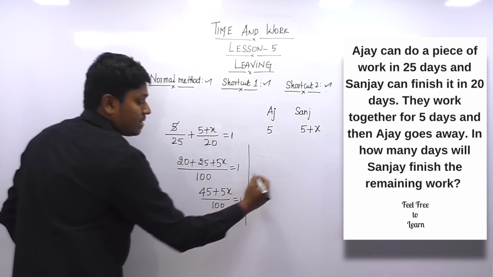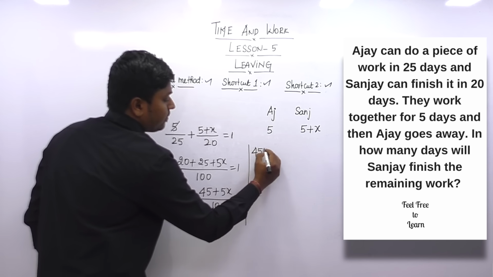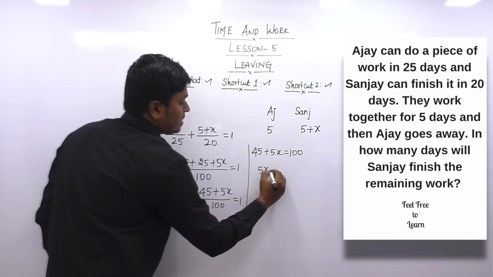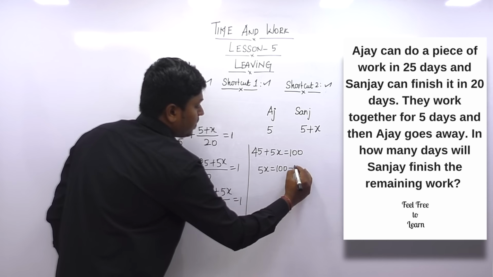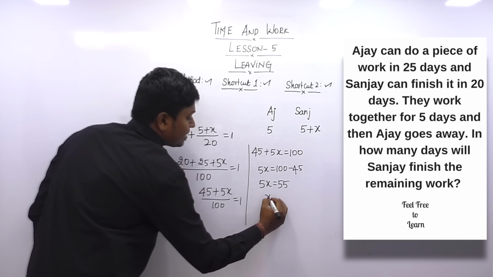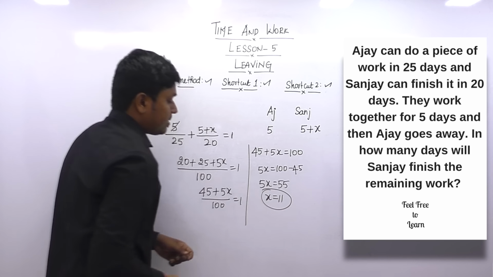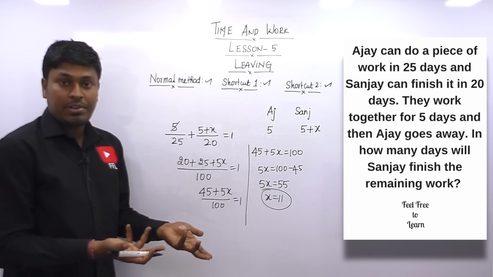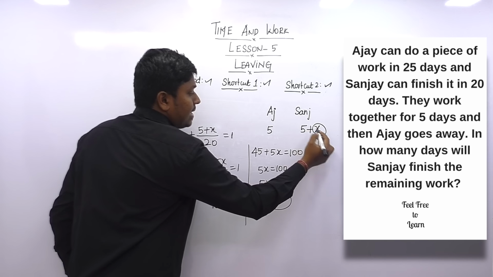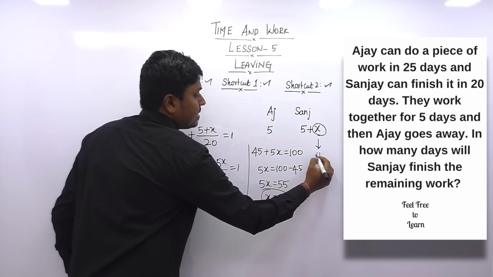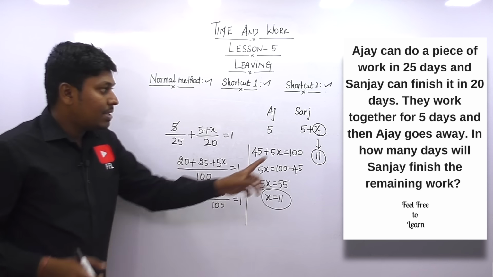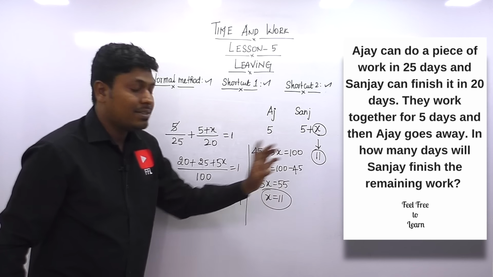So when you bring this 100 towards the right hand side, it becomes 45 plus 5x is equal to 100. So 5x is equal to 100 minus 45. So 5x is equal to 55. So x is equal to 11. So finally we got an answer. X is equal to 11 days. So what does x represent here? Sanjay's remaining work number of days. So we can say that x is equal to 11 days. That means the remaining work that was done by Sanjay is 11 days.